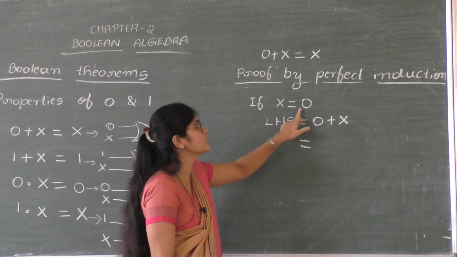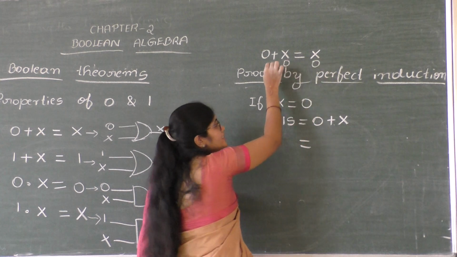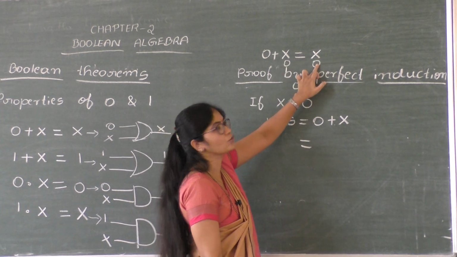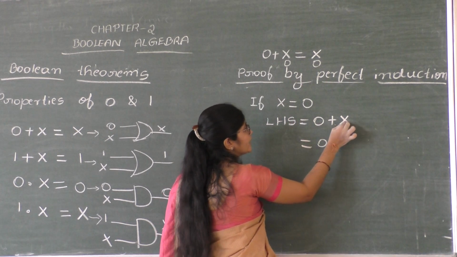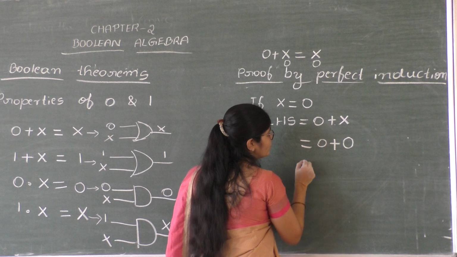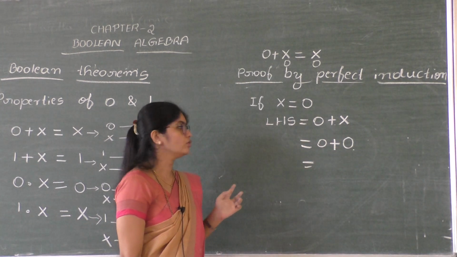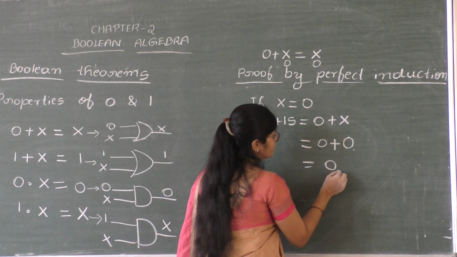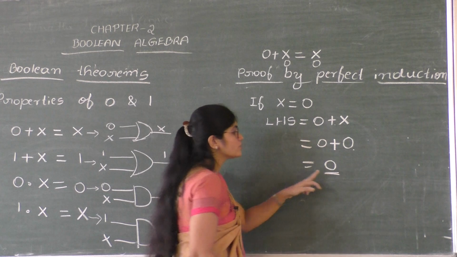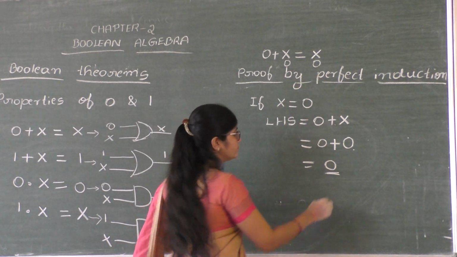Now substitute x with 0. If the value of x is equal to 0, LHS must be equal to 0. So 0 plus, substituting x with 0, 0 plus 0, what is the answer? In OR relation, both the input variables are 0, so output is 0. We got the answer 0, that is equal to RHS.